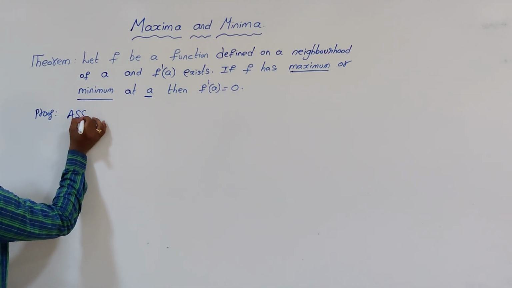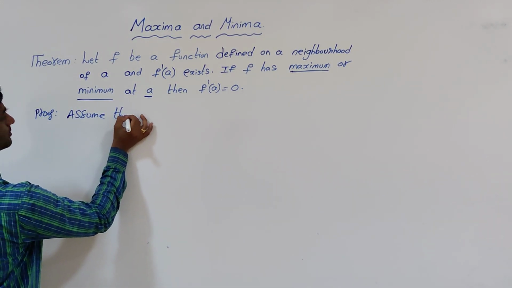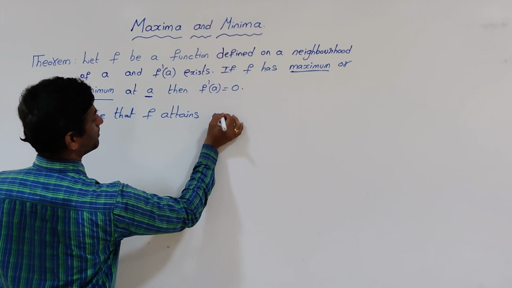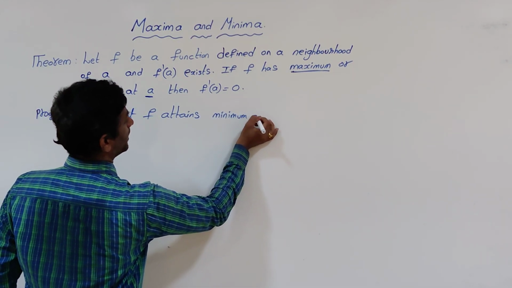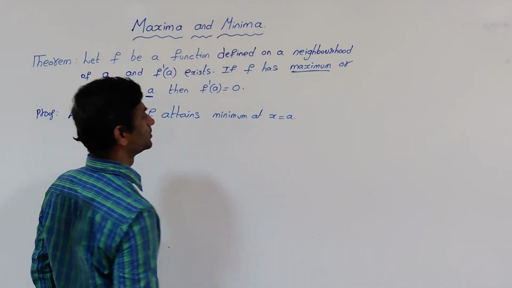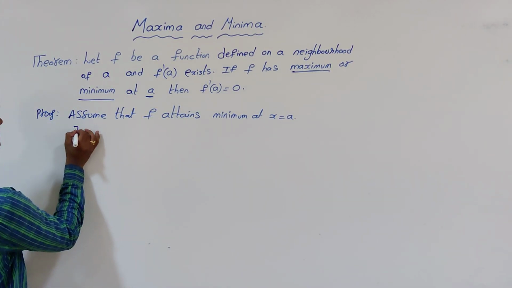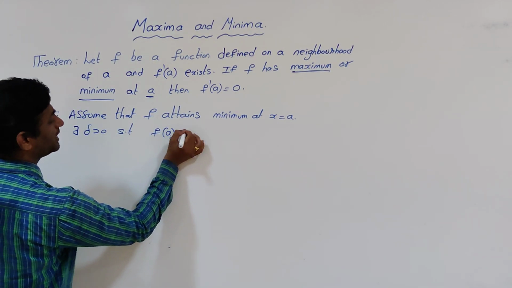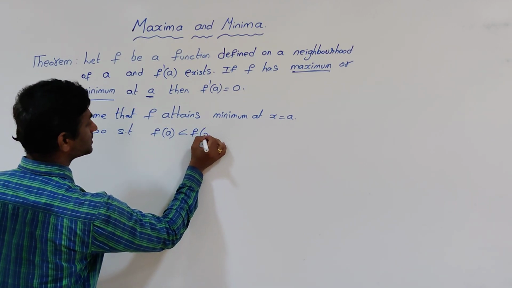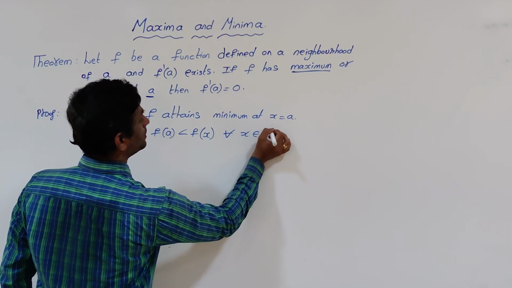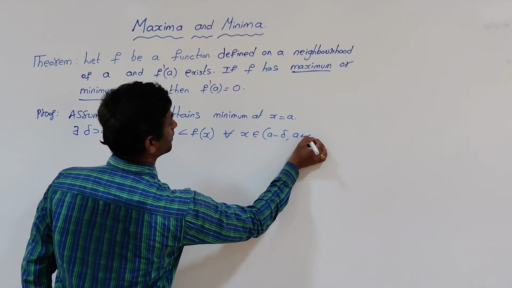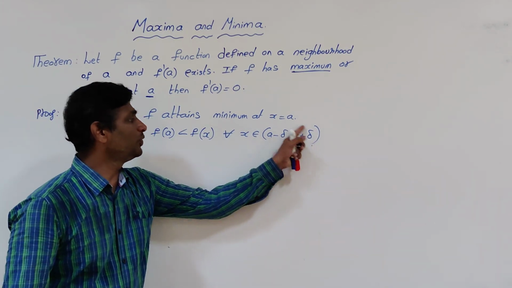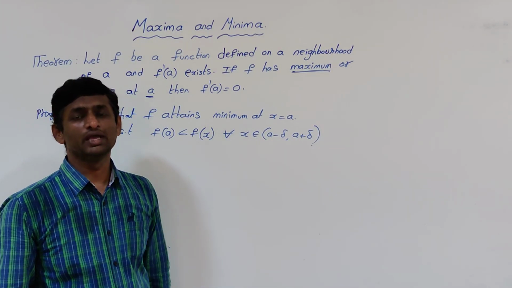So assume that f attains a minimum at x is equal to A. As per the definition, there exists a delta greater than 0 such that f of A is less than or equal to f of x for all x belonging to A minus delta comma A plus delta. Means f of A should be the least value among the outputs which exist between A minus delta and A plus delta.